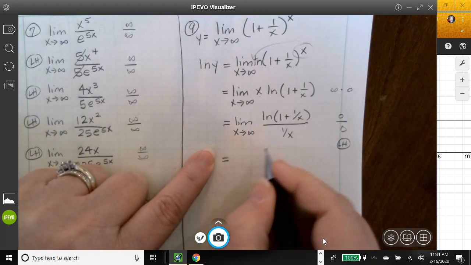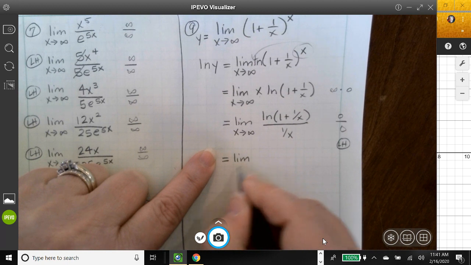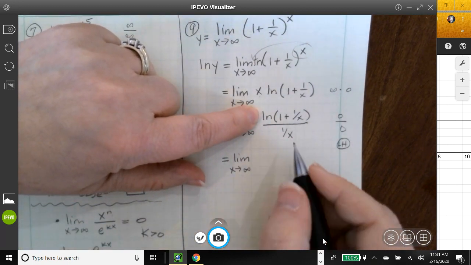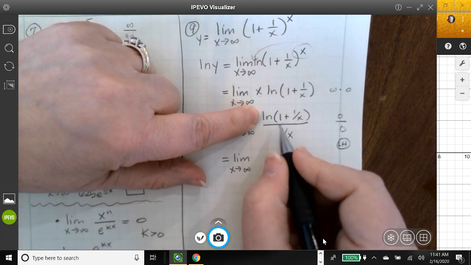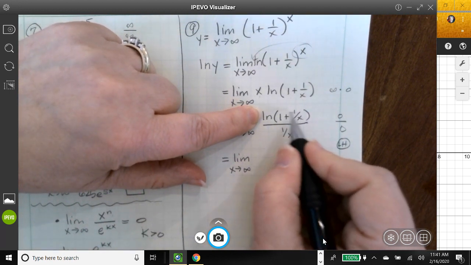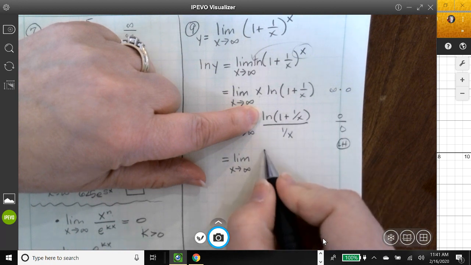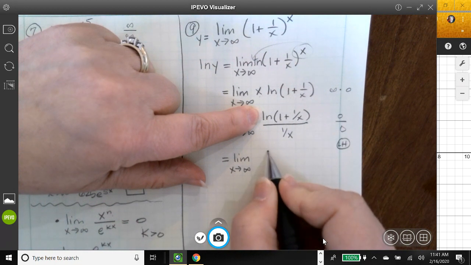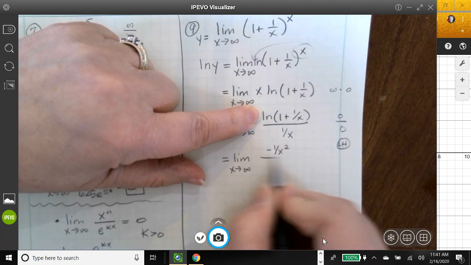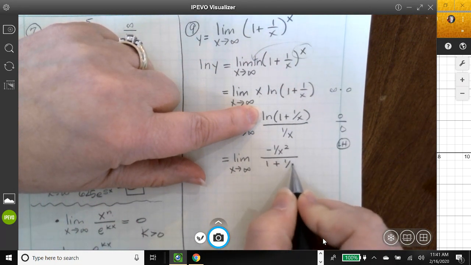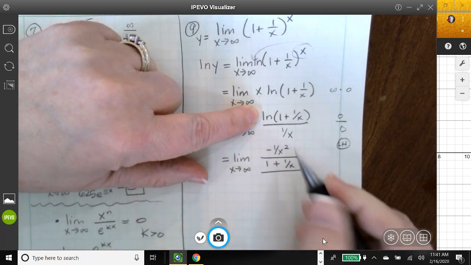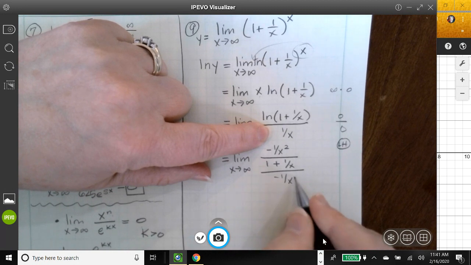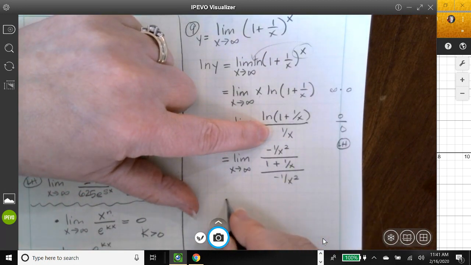So let's do that. We have to refresh our memory on what the derivative of a log is. The derivative of a log is f prime of x over f of x. So I'm going to take the derivative of the f of x in here: the derivative of 1 is 0, and the derivative of 1 over x is negative 1 over x squared. So that goes in the numerator over 1 plus 1 over x, divided by the derivative of 1 over x, which I just took, which is negative 1 over x squared. All right, so let's do some simplifying.